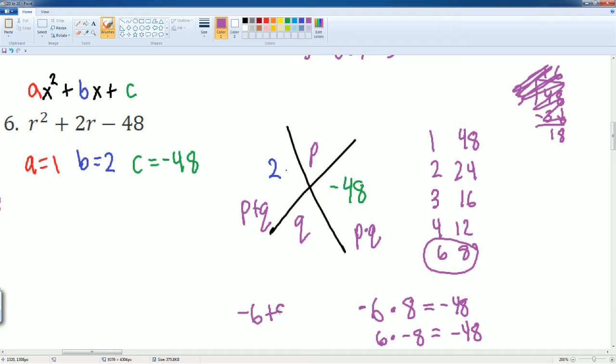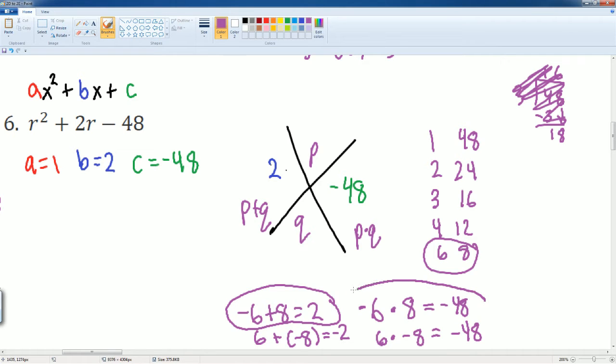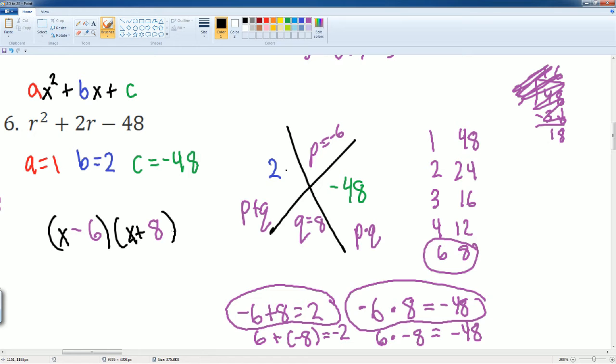Negative 6 plus 8, that gets you a 2, and a positive. Now we try the other way. 6 plus negative 8 gets you negative 2. So we want it equaling 2, and we want it equaling negative 48. So it would be these two, right? So the factors here are negative 6 and 8. So we write negative 6 and we write 8 here. We put it in factored form. So it's x minus 6 and we have x plus 8.